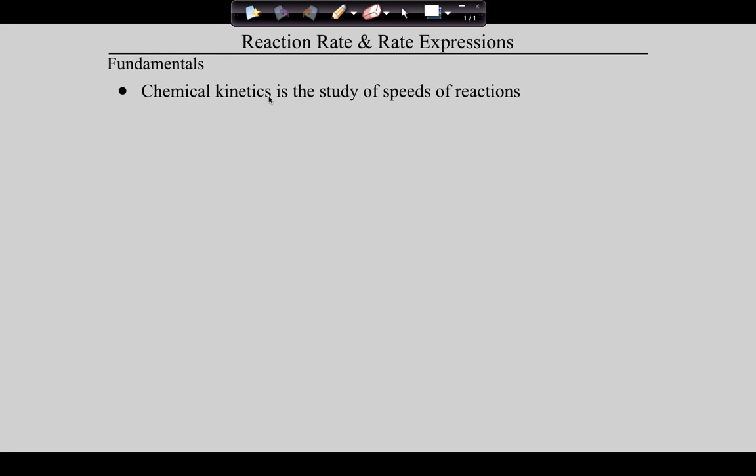What are chemical kinetics? Guys, chemical kinetics is the study of speeds of reactions.